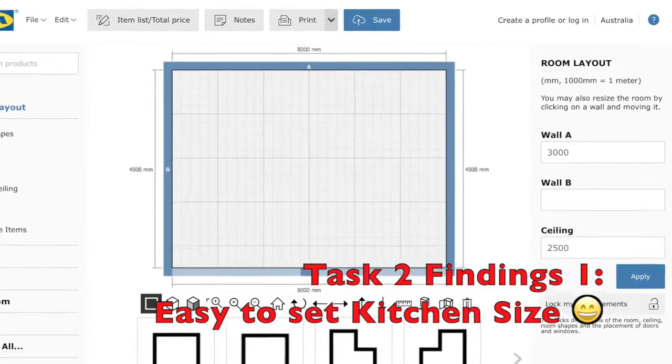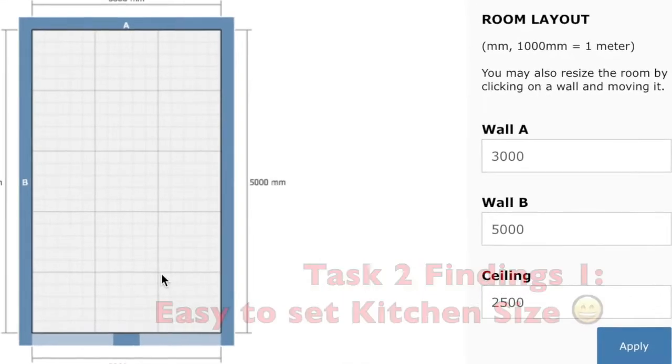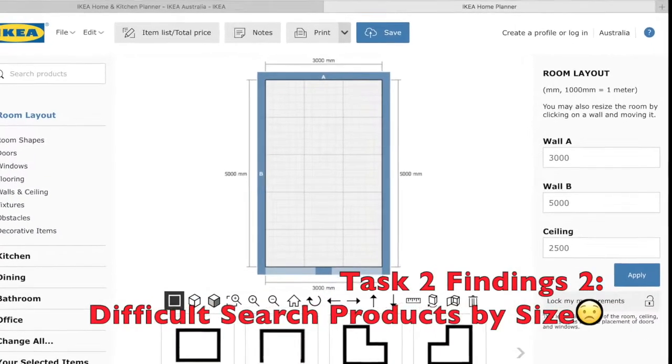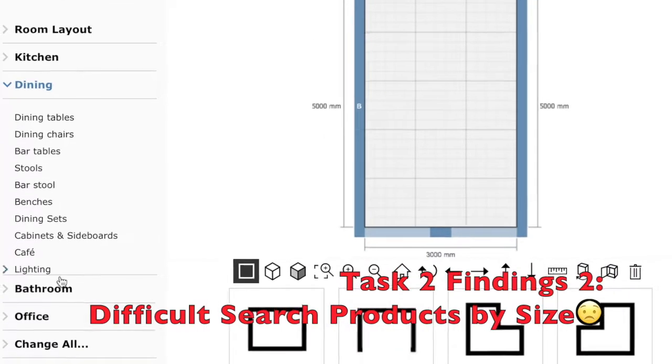Task 2. Design with 3D planner. Most participants mentioned that it is easy to set the size of the kitchen. When people want to add some specific size of product, the product list located at the left side of the page is hard to use, because the list only shows the name of the products.